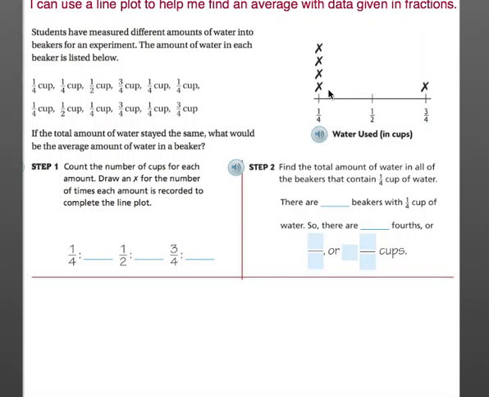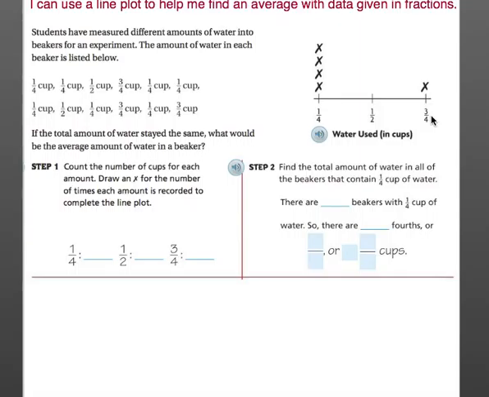So in this line plot, we have 1/4, 1/2, and 3/4. And then we have some X's above them. So if I were to say, okay, 1/4, I have 1, 2, 3, 4 X's. So there's 4 1/4s. There's no X's above 1/2, so there's 0 1/2s. And there's 1 X above 3/4, so there's 1 3/4. That's how you would read a line plot.